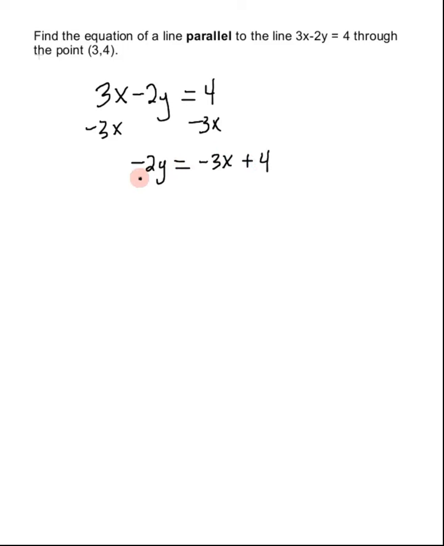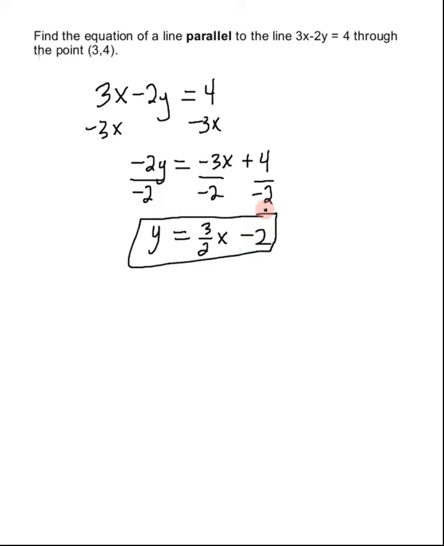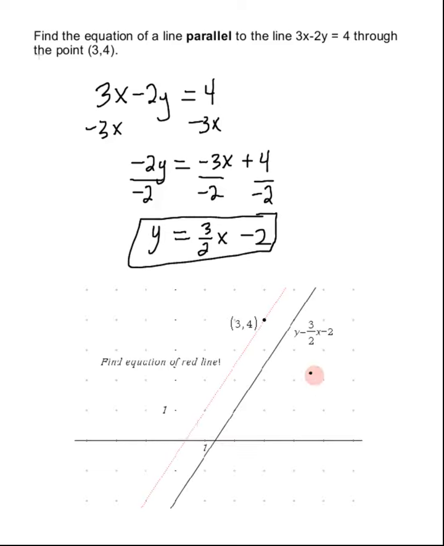Then we need to divide each side by -2, which is what I'll do, divide each term by -2. I'm interested in the slope. Alright, we have the equation of the line. The slope is 3/2. Now if you look below, I've inserted a picture here.